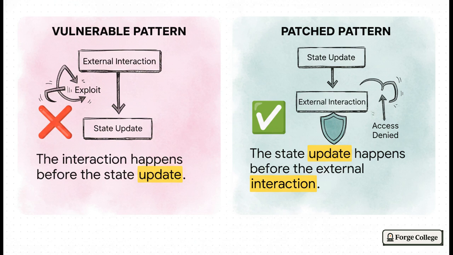Now look at the patched version on the right. Notice how the state update happens first. We deduct the caller's balance, and then and only then do we perform the external interaction to send the funds. If the attacker tries to loop back now, their balance is already 0.